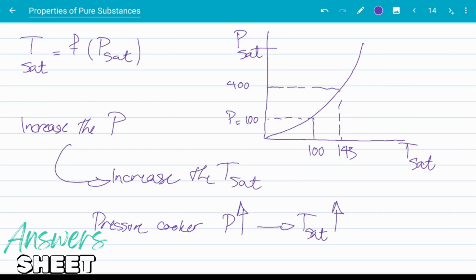So a beef stew may take 2 hours in a normal pot, but take only 20 minutes in a pressure cooker. That's how it works. It increases the pressure so it can increase the saturation temperature of the water, so it can increase the boiling temperature of the water, and so the temperature that the cooking happens at.